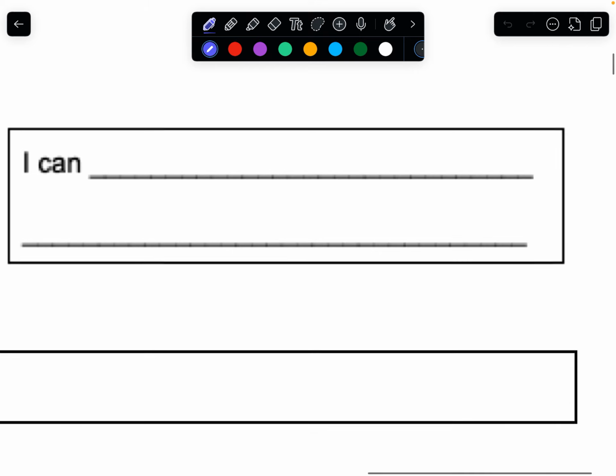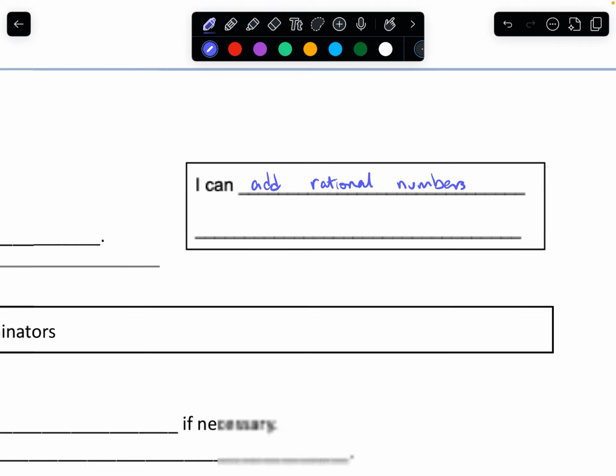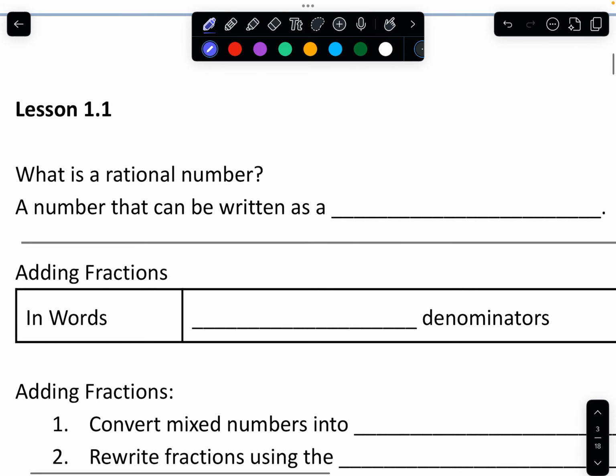Today's objective is: I can add rational numbers. So what are rational numbers? Rational numbers were a big part of last year. If you remember, in last year's 7th grade math, a lot of you dealt with rational numbers. Rational numbers are numbers that can be written as a fraction. So the first couple of days here, we are going to review how to add or subtract fractions.